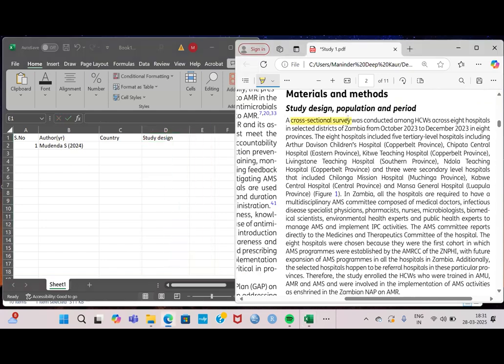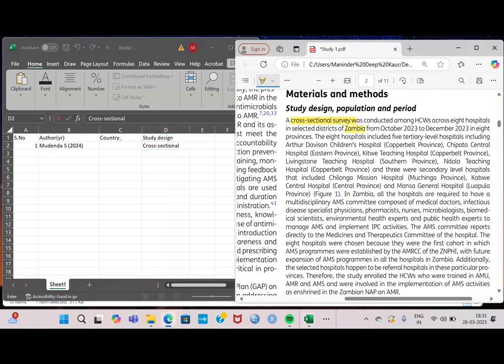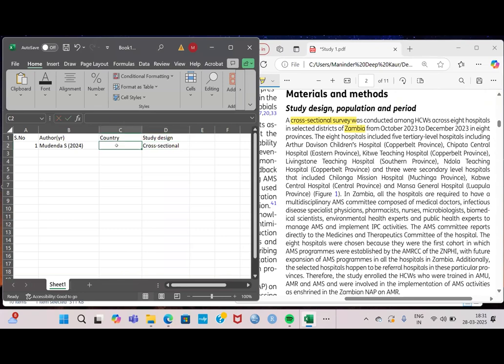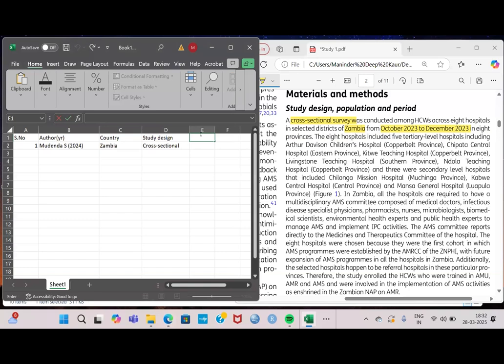So see, a cross-sectional survey was done. So I will add here cross-sectional study. And the country is Zambia. And duration, from October 2023 to December 2023. So it's around 3 months.